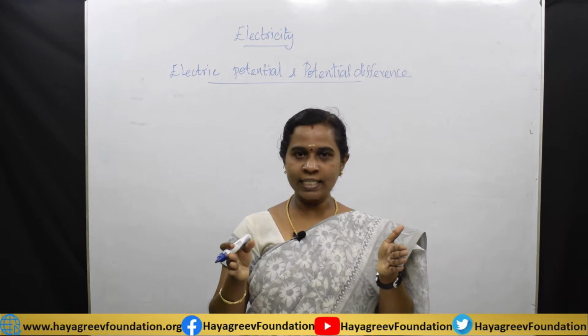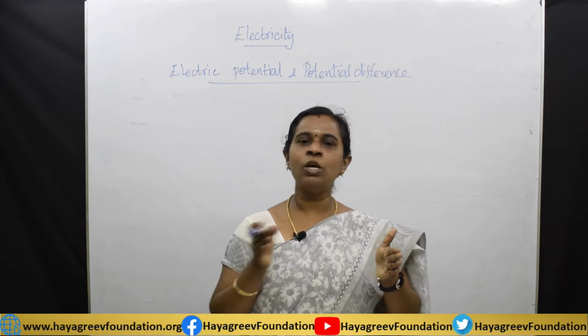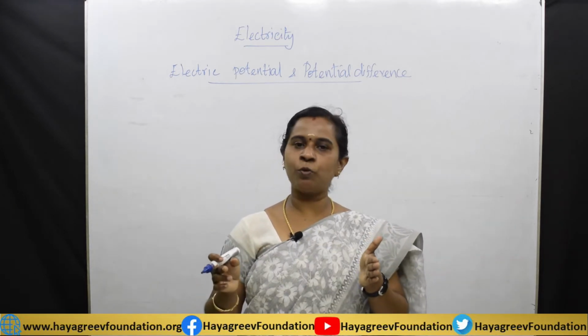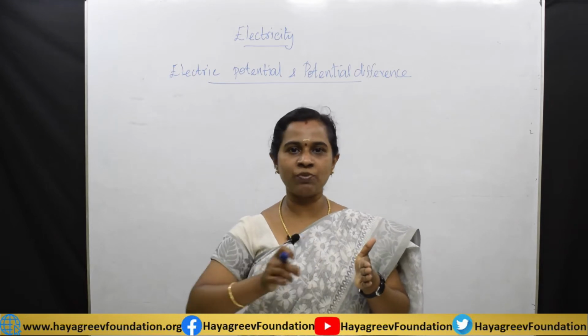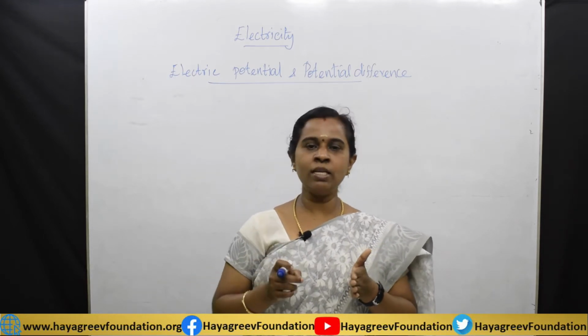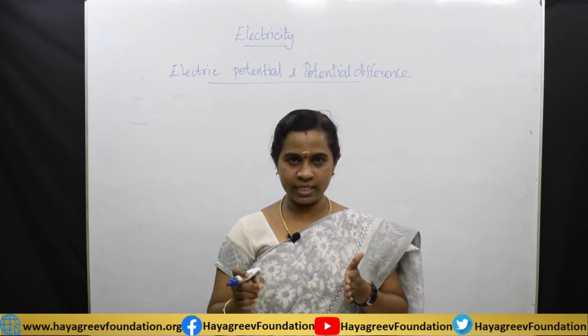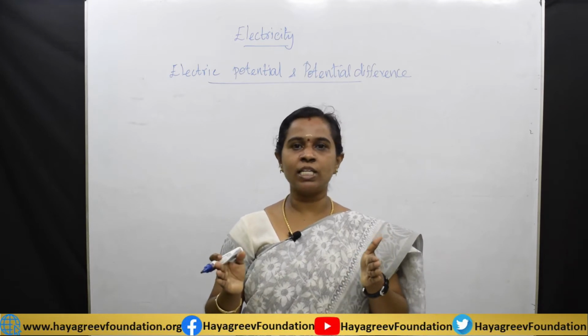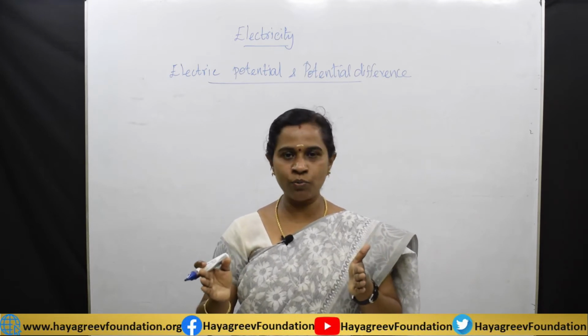If the two ends of a conductor are maintained at different levels of potential, then the charge carriers will flow easily. So for current to flow through the conductor, the two ends of the conductor must be maintained at different levels of potential.